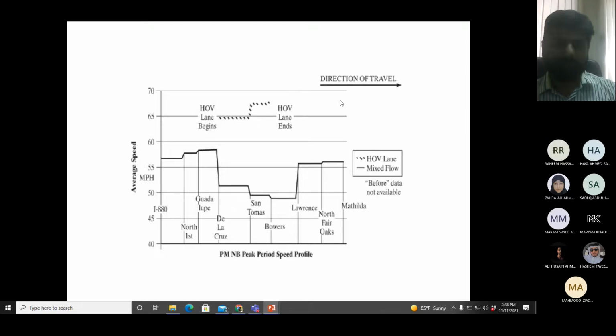Okay, so apart from the discussion of the HOV lane, the main point here is that the travel time study was used to calculate the speed of different segments, and then they are plotted, and then you can see the effectiveness of different measures on the road.